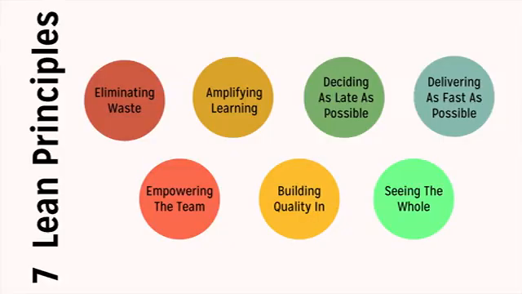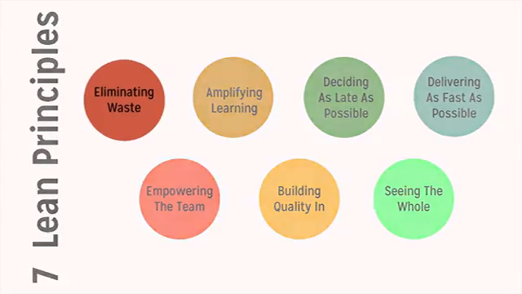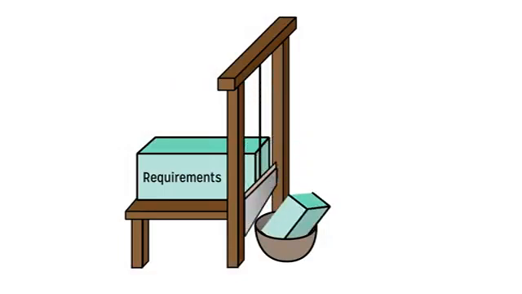The first lean principle is the one which gets the most attention. It's called eliminating waste. It can sometimes be hard to see how software development can be wasteful. In lean, anything that doesn't add value is considered waste. And in lean, anything that is considered waste is ruthlessly removed from the development process.